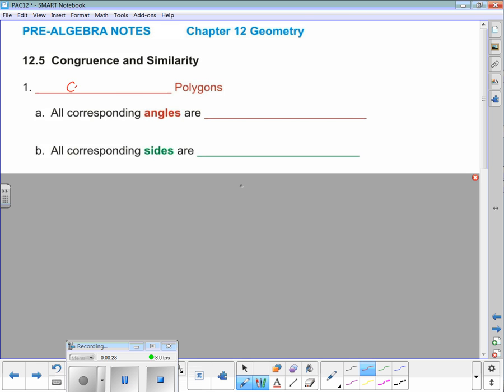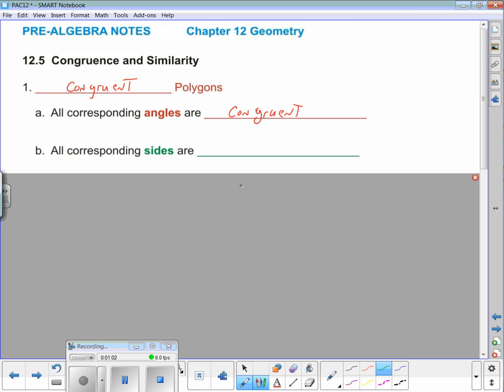All right, congruence and similarity. So first off, congruent polygons. There are two aspects to congruent polygons. All corresponding angles are congruent. Congruent means they're exactly the same size and shape. 30-degree angle, 30-degree angle, 27-degree angle, 27-degree angle, etc.